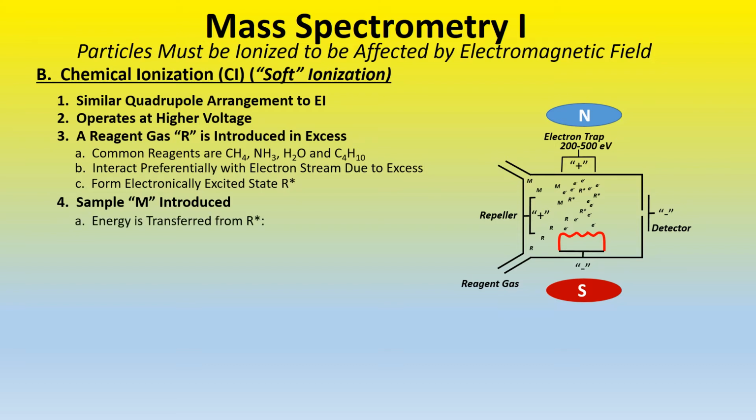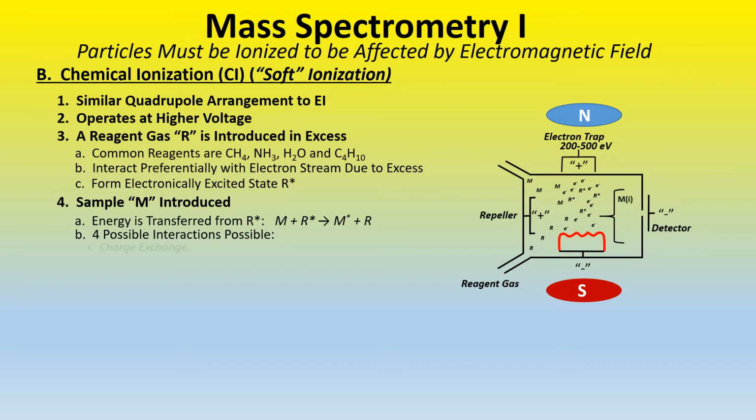Chemical ionization is called soft ionization because energy is transferred from the reagent gas to your sample. In other words, some sample molecule M will collide with an activated reagent gas. In turn, it itself will be activated, and the reagent gas changes back to the ground state. This leads to 4 possible interactions and 4 different types of samples being sent to the detector.